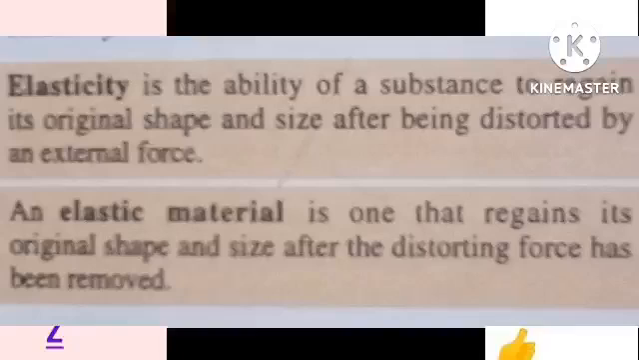So what exactly is elasticity? Elasticity is the ability of a substance to regain its original shape and size after being distorted by an external force. What this means is that anytime you apply a force on an object and that force causes a corresponding displacement, the object is capable of reversing that displacement and going back to its original shape. That is the definition of elasticity. An elastic material is one that regains its original shape and size after the distorting force has been removed.